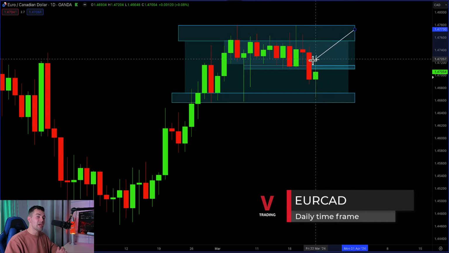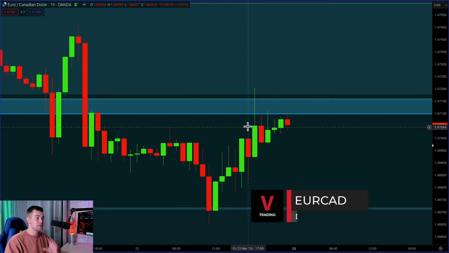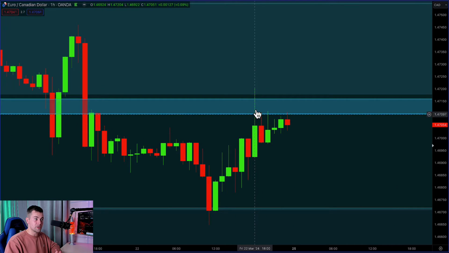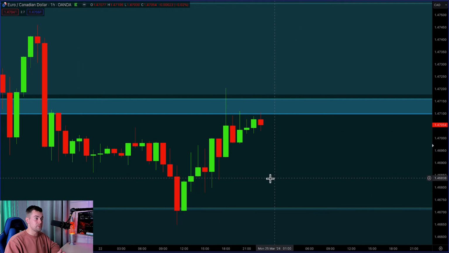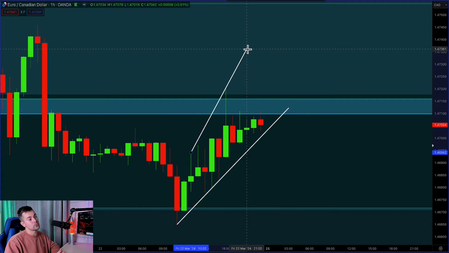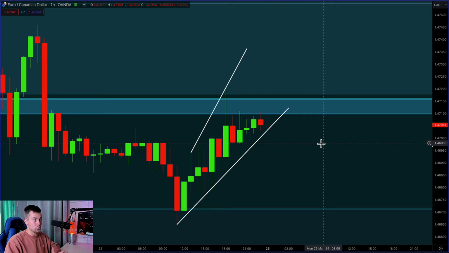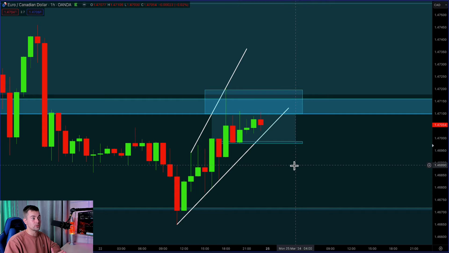If we analyze how EuroCAD reacted to that broken support of the range on an hourly time frame, here we see a strong rejection. Again, you can see that we formed a very long wick right here, signifying the strength of that broken structure. If we analyze the price action here, we can spot that the pair formed a very nice rising channel, or the expanding wedge. And within this expanding wedge, the pair started to consolidate. And you can see that we have a range here, the range where the price is currently stuck.